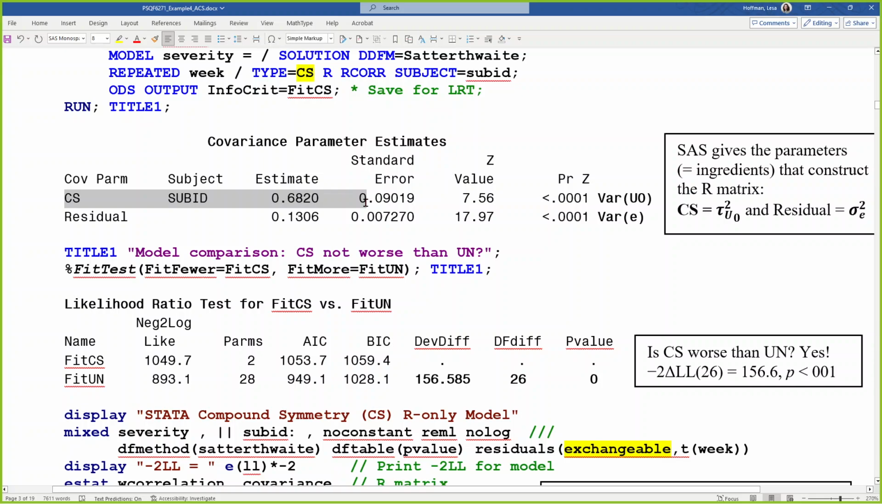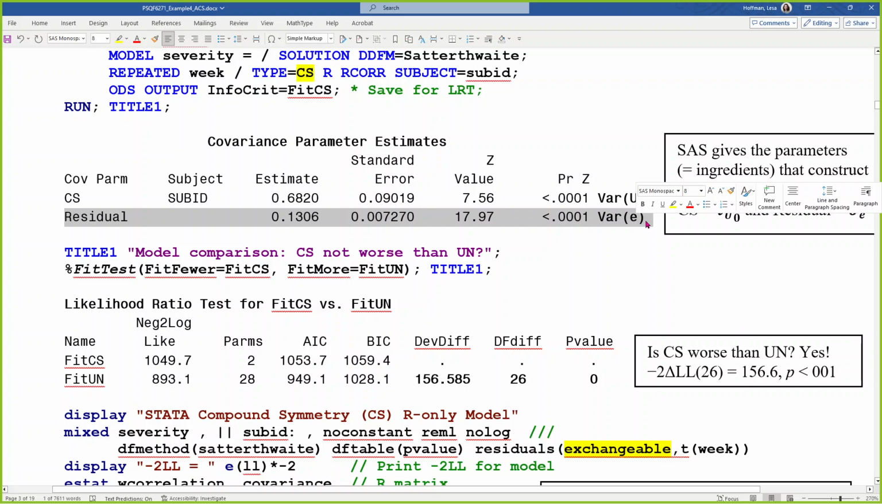So the first thing that it gives me is the CS parameter, and as I have notated out here, that's my random intercept variance. 0.68 is how much of my total variability is due to between person mean differences. That's the amount of random intercept variance. We'll get to the proportion in just a second. Residual is my E variance specifically. So under this parameterization, the total would be found by adding these two numbers together.